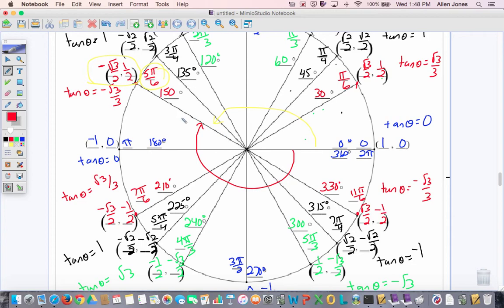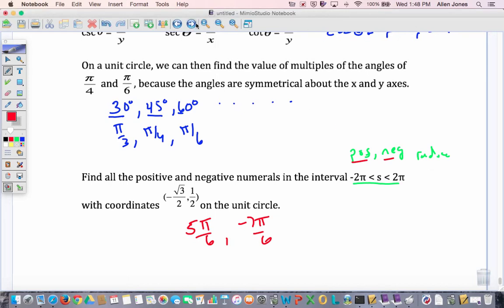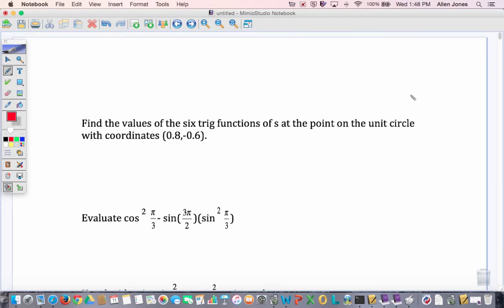If I measure that angle in a clockwise direction, there's our negative angle, so it's negative 210 degrees, or negative 7 pi over 6. So our two answers then are 5 pi over 6 and negative 7 pi over 6. One positive, one negative value. One that goes from 0 to a positive 2 pi, which is 5 pi over 6. One that goes from 0 to negative 2 pi, which is negative 7 pi over 6. That's just reading that point right off the unit circle. Let's move on and see what we have next.